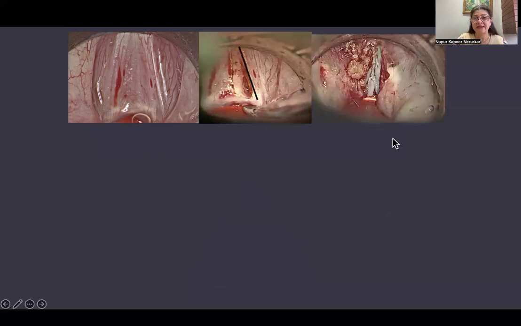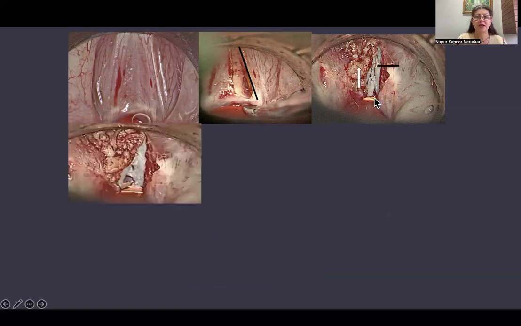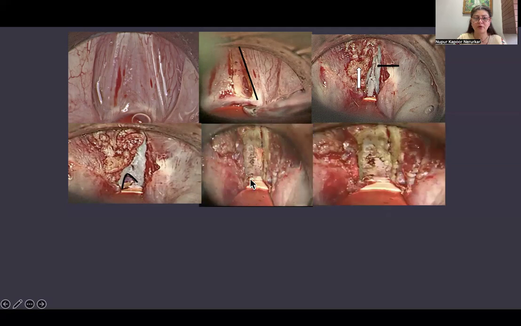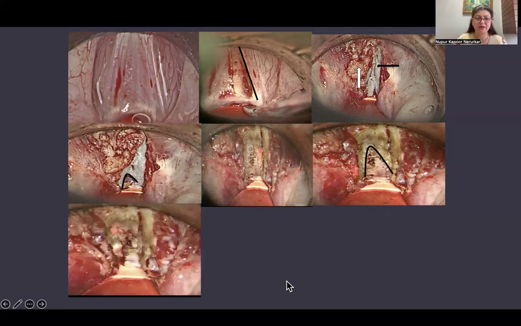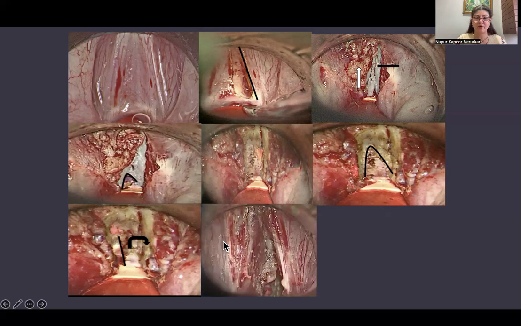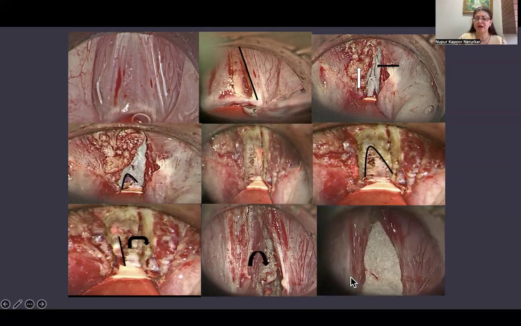You see that white area over there, which is the ossified cartilage of the thyroid and cricoid. And as we core it out, you see the black delineation. When we are coring it out, more and more of the tissue is being cored out, as you can see over here. And we start seeing more of the subglottic mucosa being visualized. And then we cut the flap of the subglottis. And so we have one flap downwards and one flap which is moved upwards.